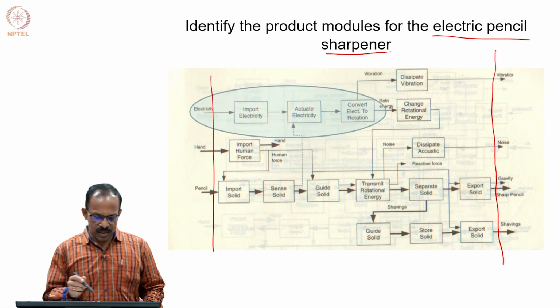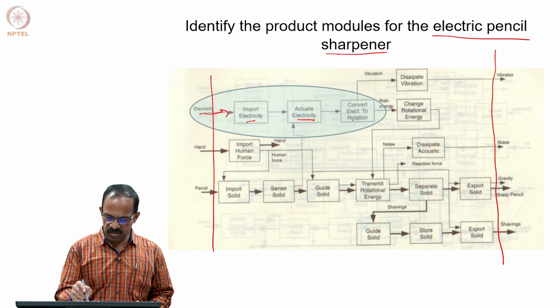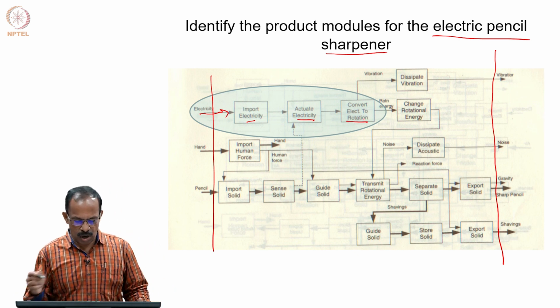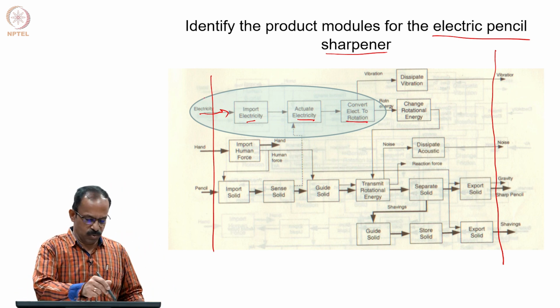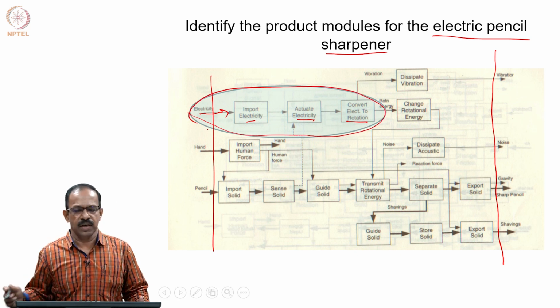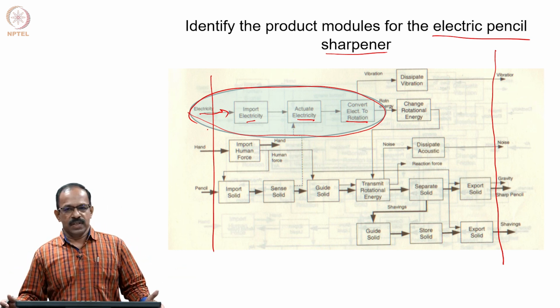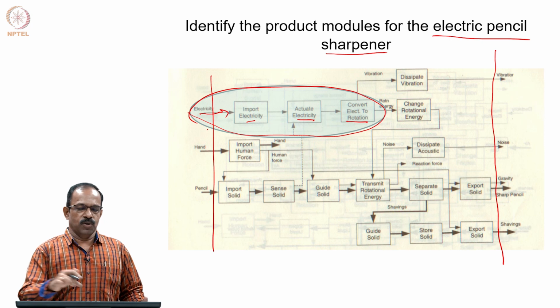You can see electricity as a dominant flow here. Electricity is coming in: import electricity, actuate electricity, convert to rotation. Up to here it is electricity. So we will put these 3 functions into a module, saying this is the electricity module. After conversion it becomes something else, so we do not put those functions as part of this one.